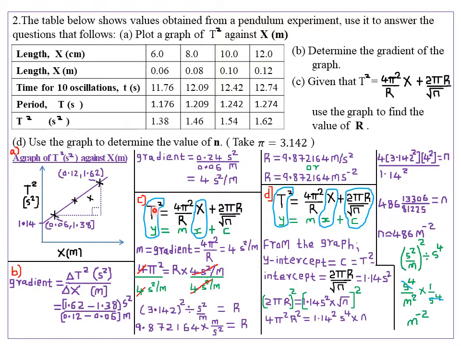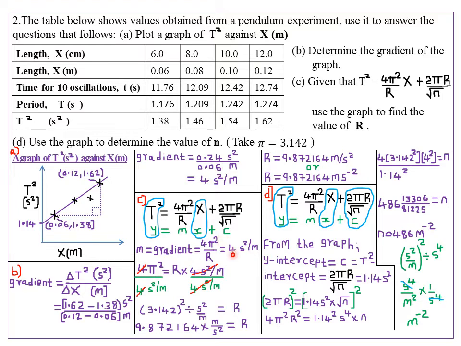Of course, you just ensure that your axes are matching. You ensure that t squared is on the t squared, then your x is also on the x. Remember, x axis is x, and you ensure that x is also matching with x. Then of course, m will be the gradient. So it means that in this case, the gradient will be equal to 4 pi squared over r. So m is equal to gradient, which is equal to 4 pi squared over r, which is equal to 4, because we had already calculated our gradient as 4 seconds squared per meter.